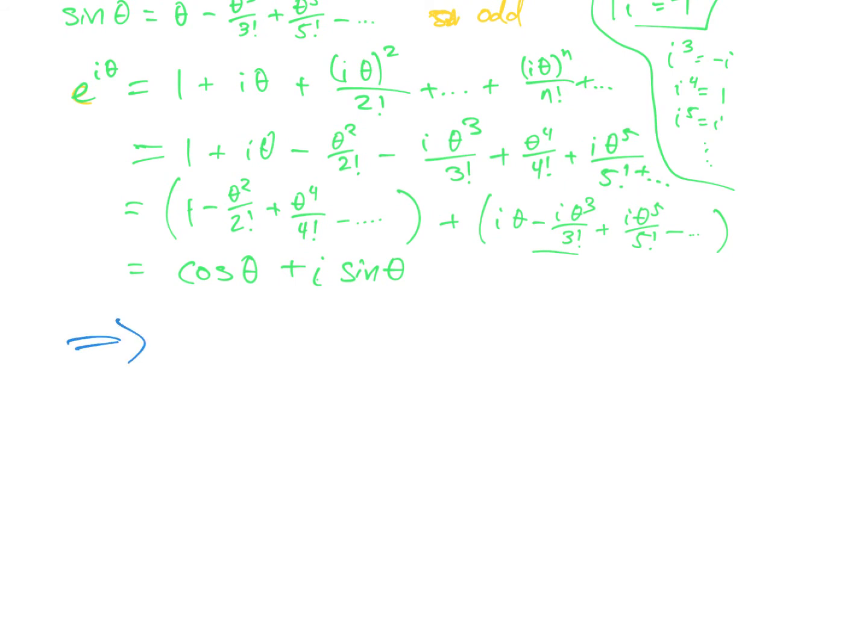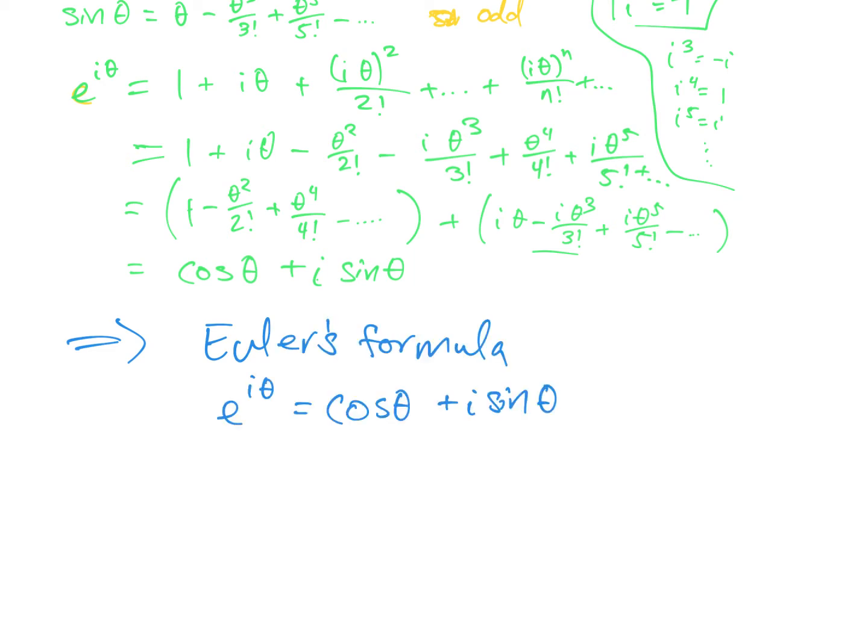Euler's formula, that e to the i theta equals cosine theta plus i sine theta. Okay, so that's really handy. That tells you how to break an exponential function basically into a real and an imaginary part.